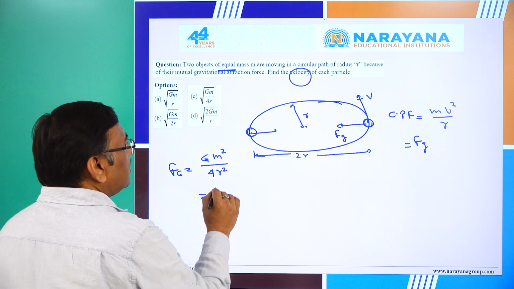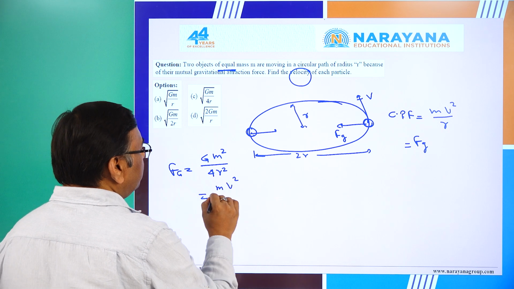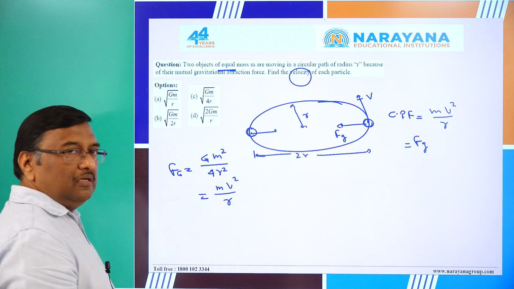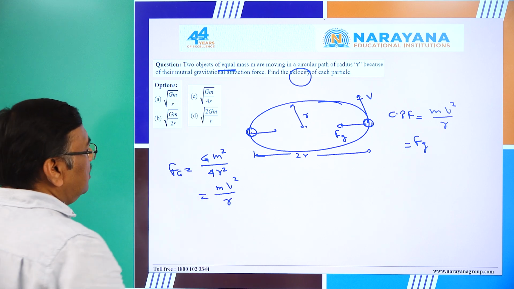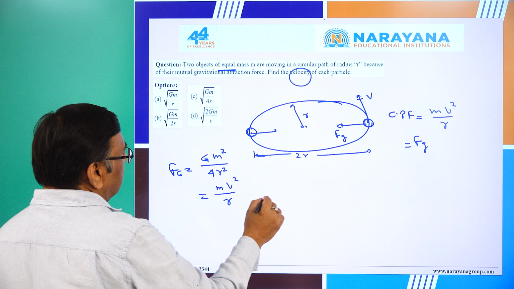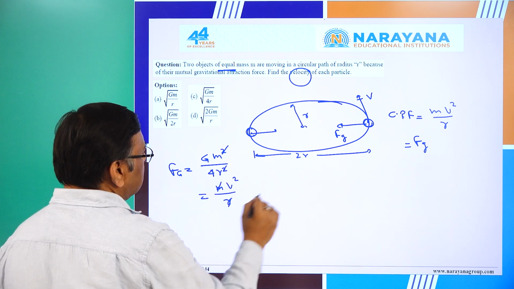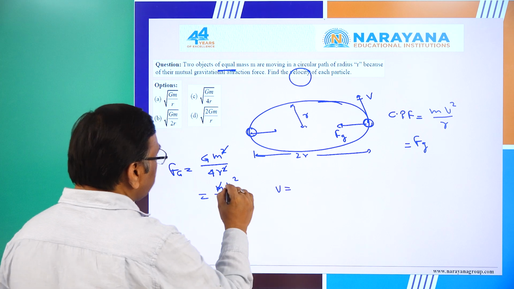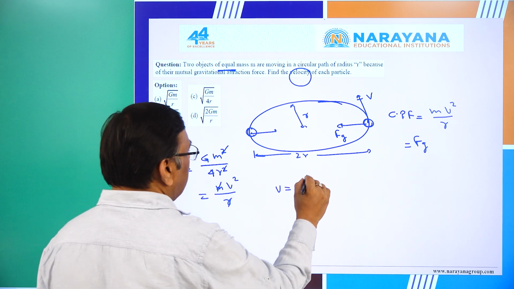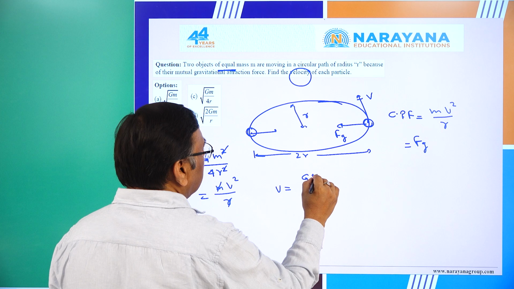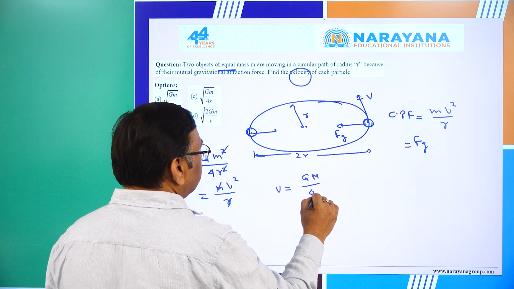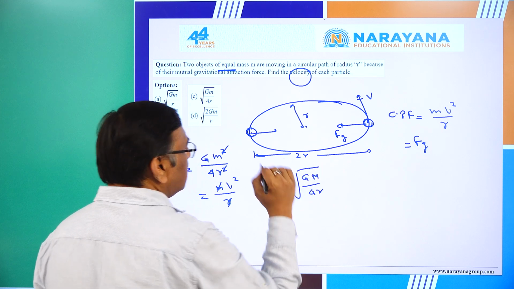Simply we can write it is going to be m into v square upon r here. What he's asking is to find the speed. So in this case, equating these two, this m and this r cancel out from here. So my v square is going to be GM upon 4r, that is G into the mass of the body upon 4r. Under root is this value.